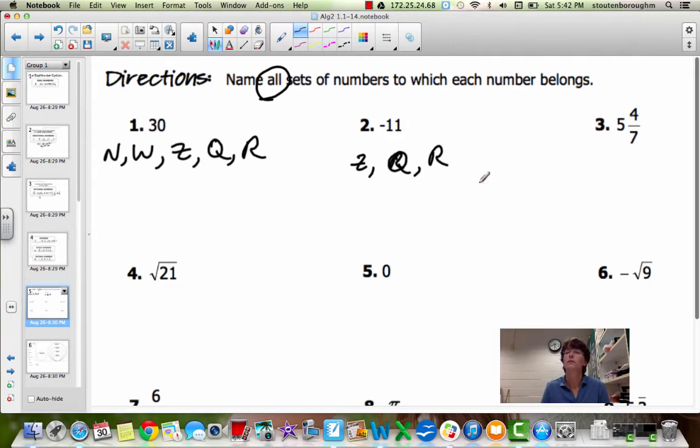Let's look at number 3. Okay, not a natural number, not a whole number, not an integer, but it is a rational number. It is a fraction. So it makes it a Q, and it falls under the real category.